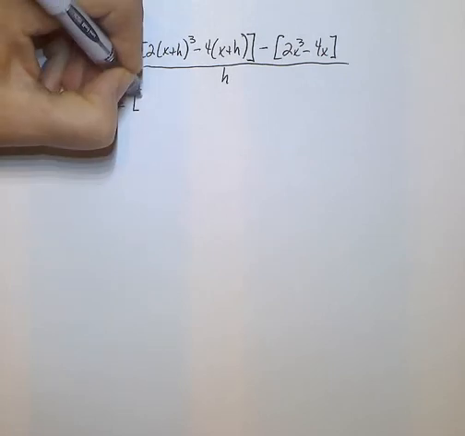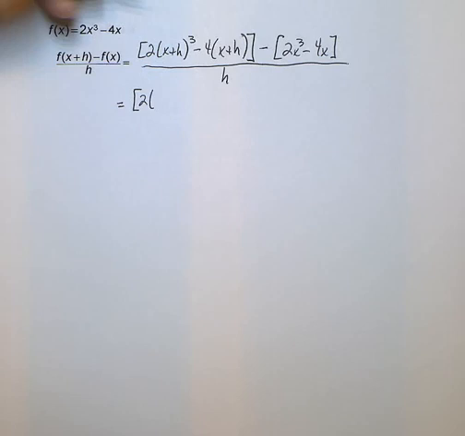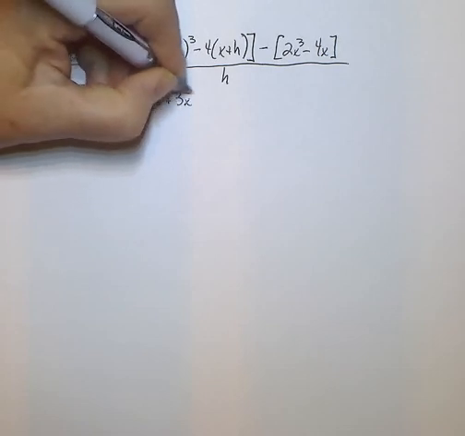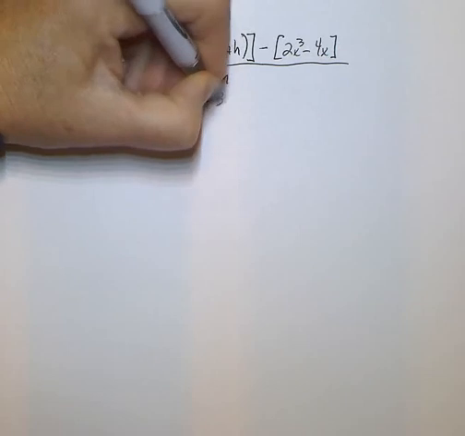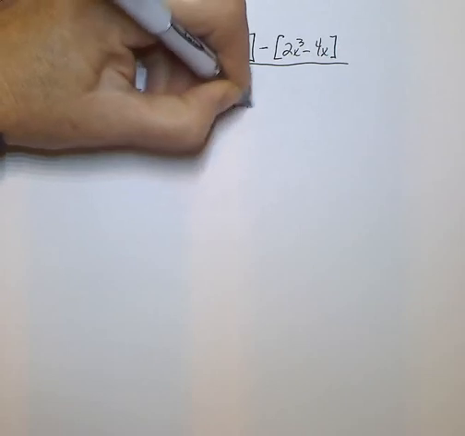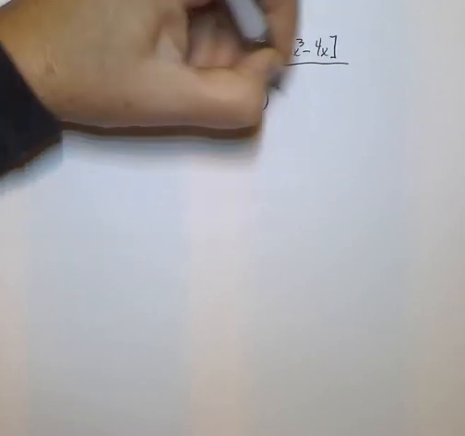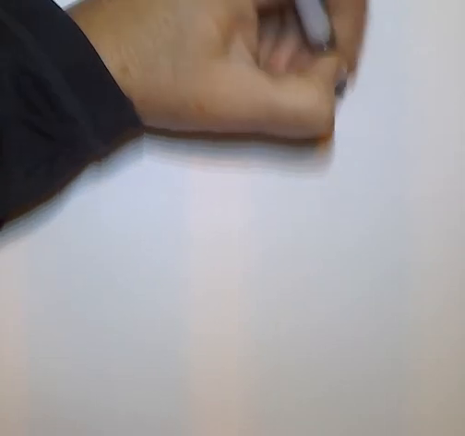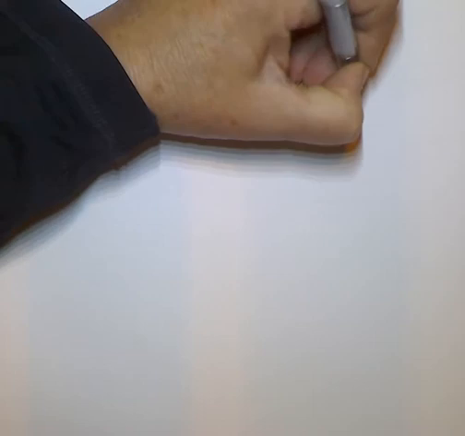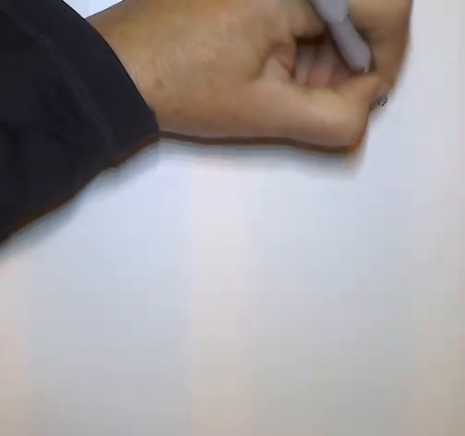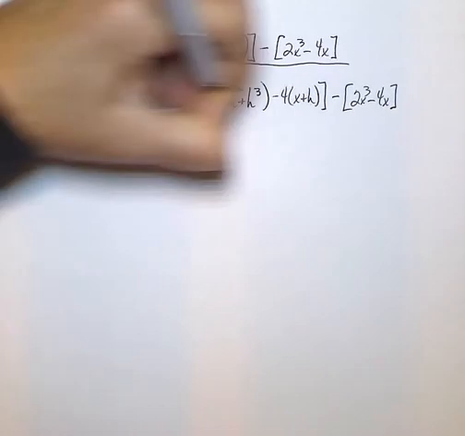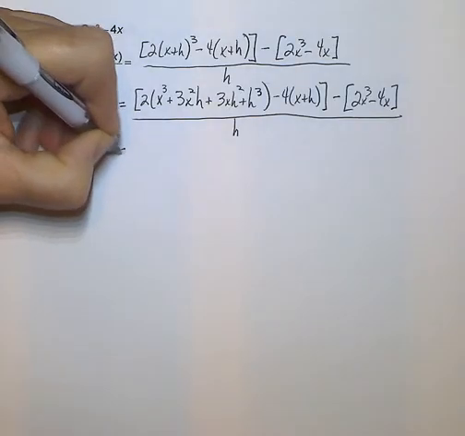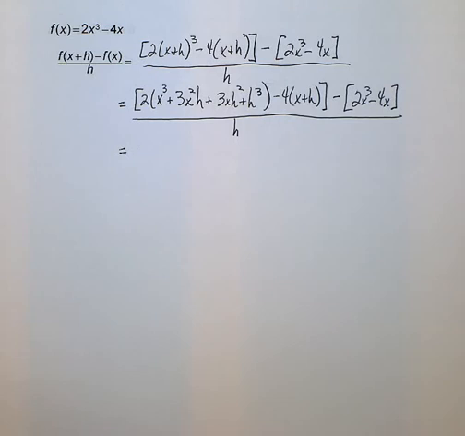So I need to expand x plus h, the quantity cubed, x cubed plus 3x squared h plus 3xh squared plus h cubed. And then I have minus 4 times the quantity x plus h. And I have minus, in brackets, 2x cubed minus 4x, all over h. Next step is to do any distributing to get rid of parentheses and brackets.